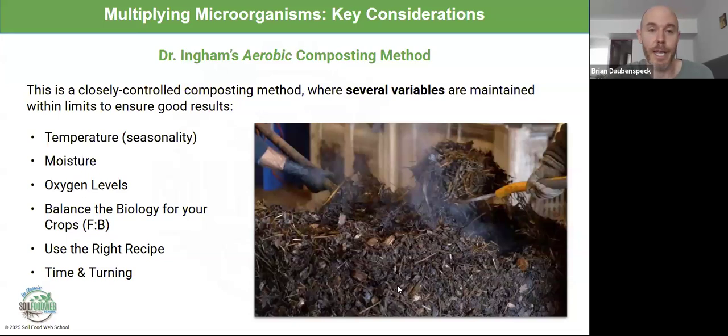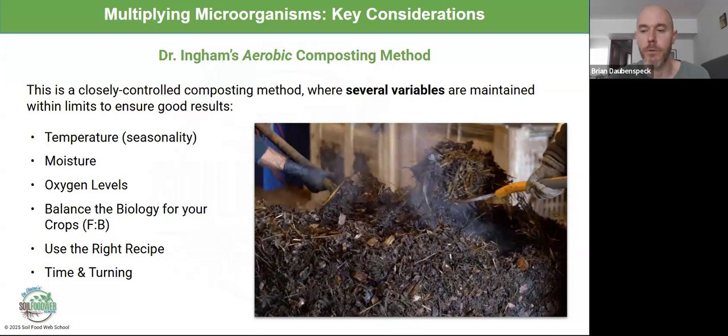So again, we're attempting to multiply aerobic microorganisms, and we do that through these variables. We'll go into more detail on each of these variables, so I'll just briefly list them here. But temperature, we're considering, and then obviously the volume of the pile, the amount of nitrogen, the temperature you're trying to reach can change based on seasonality. So we consider that. We consider the moisture. Again, all living things need water. We're considering oxygen levels. Again, we want aerobic. We're balancing the biology for the specific crop that we're trying to grow. The fungal to bacteria ratio ties into so many things. One, which I mentioned, was the nitrogen cycle.